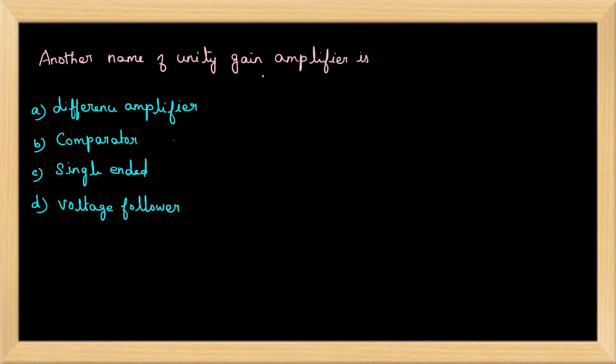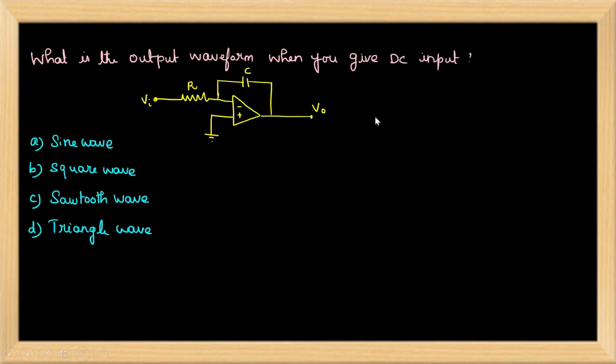Another name of unity gain amplifier is. The another name of unity gain amplifier is a voltage follower. Voltage follower is a circuit which follows the input voltage. So whatever input voltage you give, at the output we will be getting the same value. What is the output waveform when you give the DC input? Actually, this circuit is an integrator which converts the input into the triangular waveform.